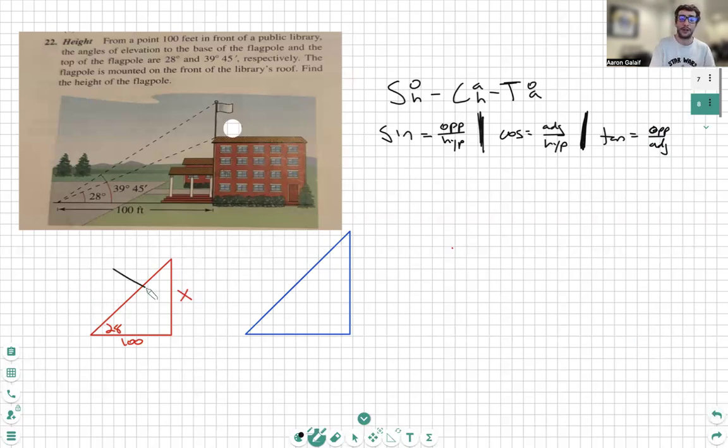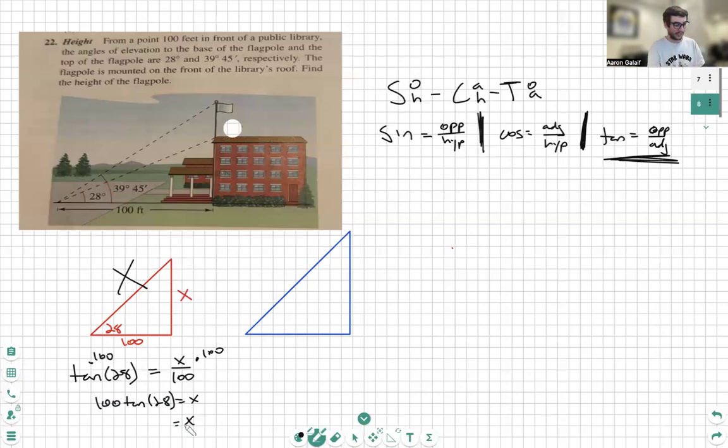Well, with no hypotenuse, we can easily see we're going to be just using tangent. So I can set this up as the tangent of 28 is equal to x over 100. Then all I'm going to do is multiply the denominator to both sides. We see 100 tangent 28 is equal to x. We're going to plug that into a calculator, and we're going to get 53.2. And this is going to be 53.2 feet.